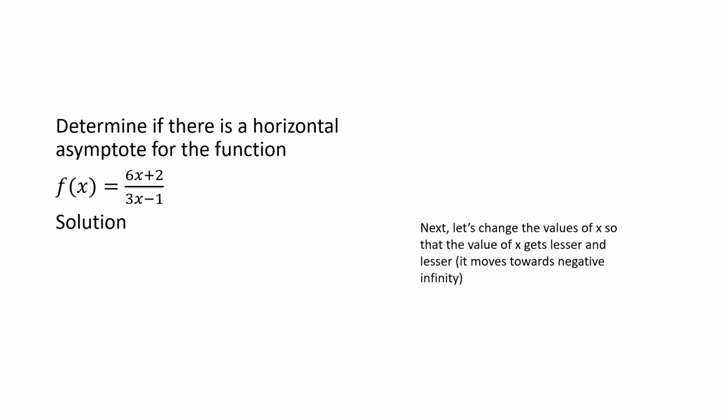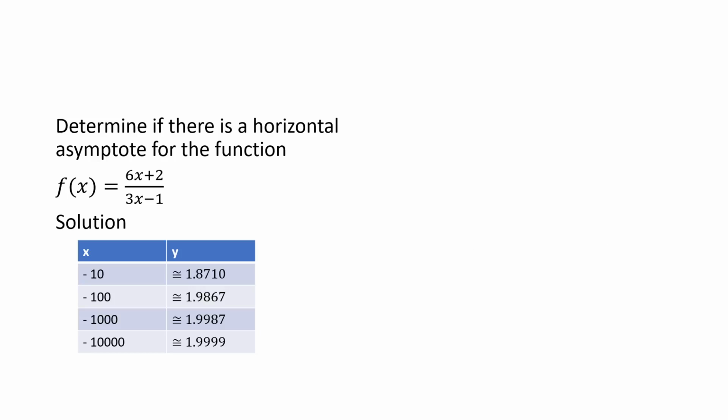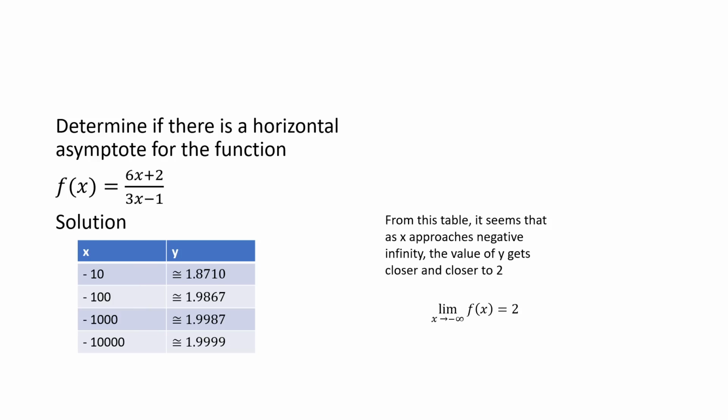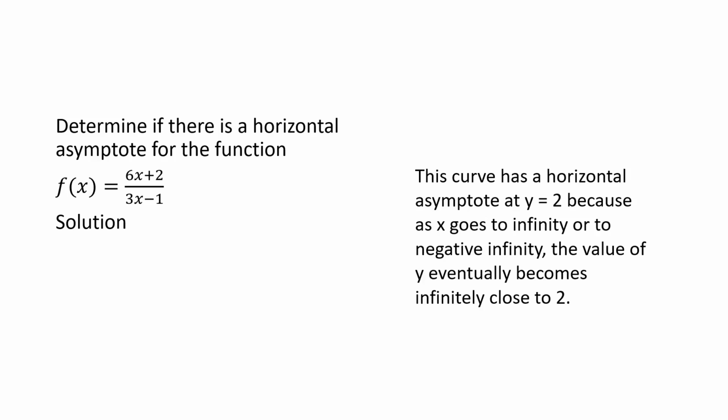And suppose that we also go the other way. We go to the far left. So we make a table of values where the magnitude of x gets larger and larger, but they're negative values. Well, the value of y, in other words, 6x plus 2 over 3x minus 1, goes from approximately 1.87 to approximately 1.99 to approximately 1.999 to approximately 1.9999. We see we're getting closer and closer to 2. So we can say that as x approaches negative infinity, goes to the far left, the value of y gets closer and closer to 2.